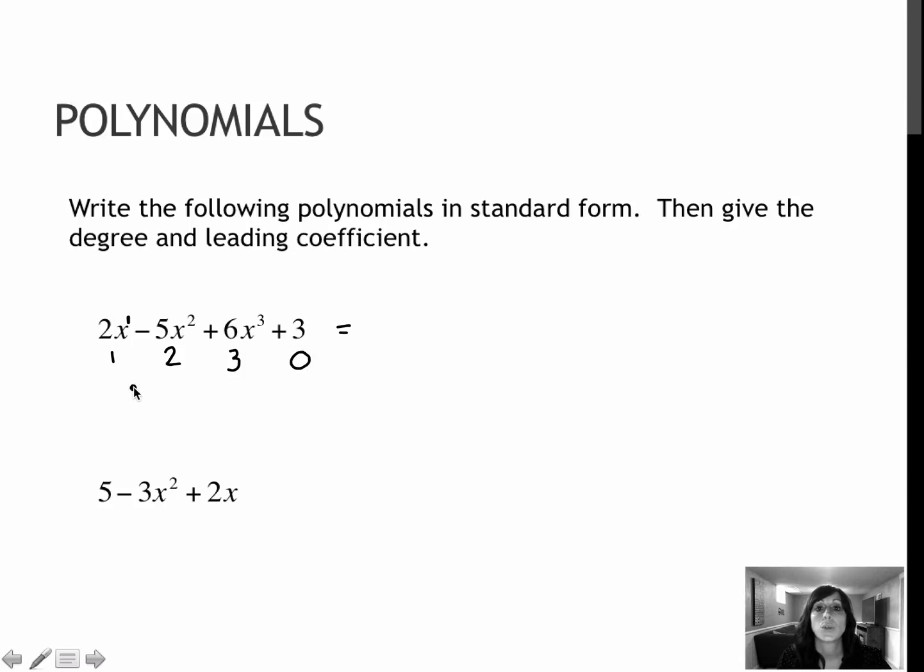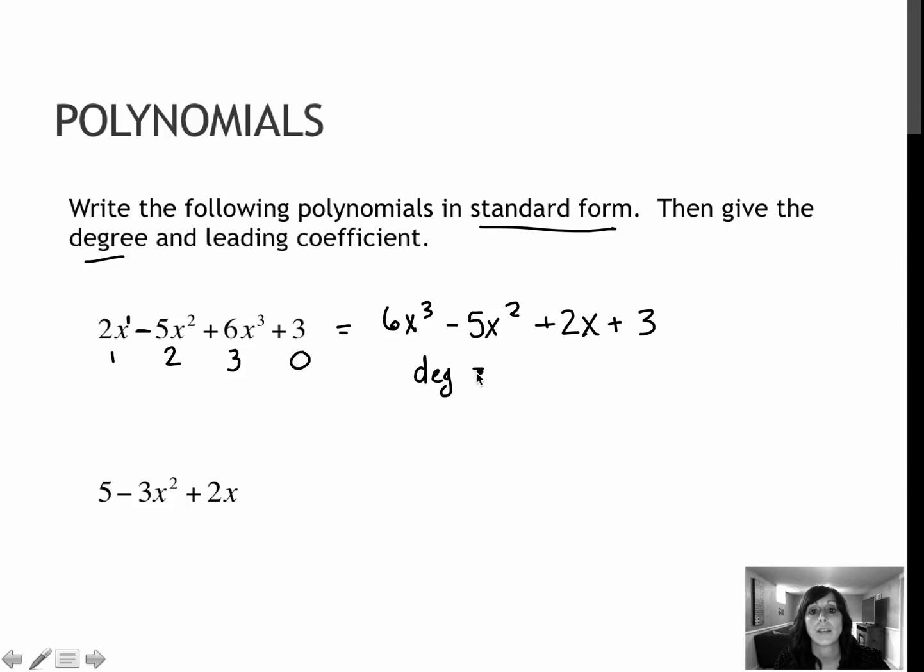So to write it in standard form, I would simply write the highest degree first, then the next highest degree. Notice I kept the minus with the negative, or with the 5x squared, the positive 2x and the positive 3. So that's my polynomial in standard form. Then I'm going to give the degree, and the degree is the highest degree, so the degree equals 3. The leading coefficient is whatever number is in front of the highest degree. So once it's in standard form, it's whatever coefficient is on your first term. So the leading coefficient would be positive 6.